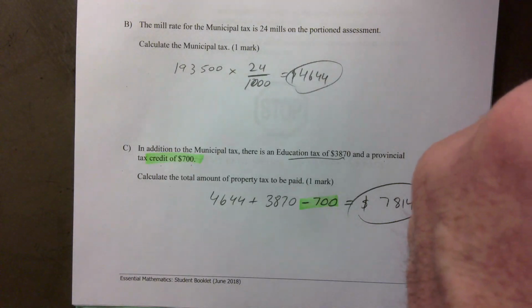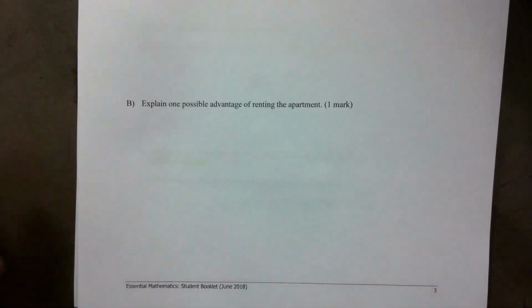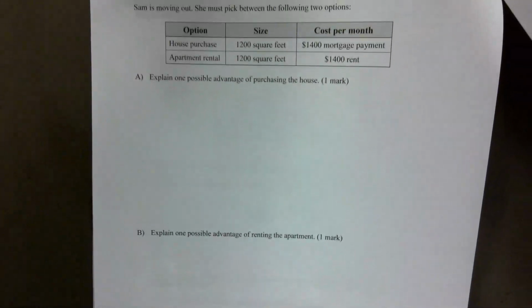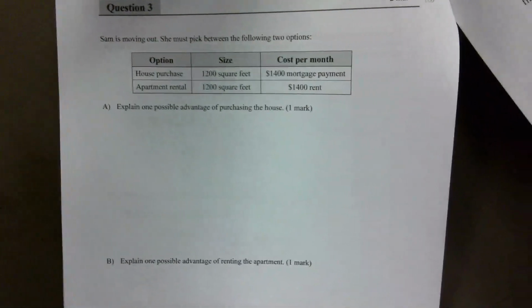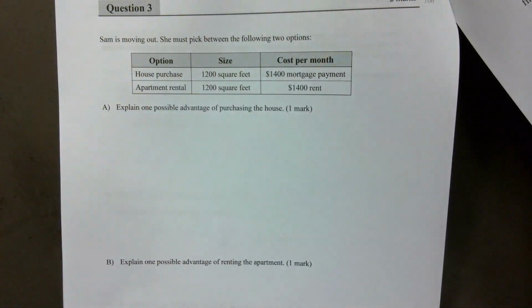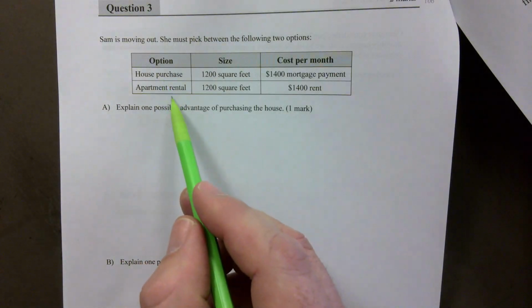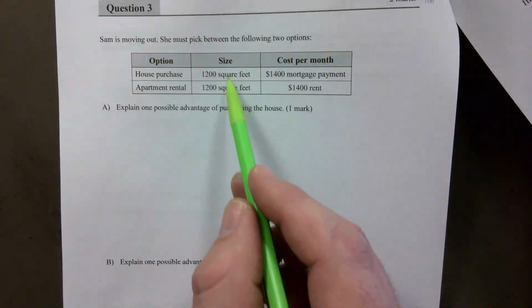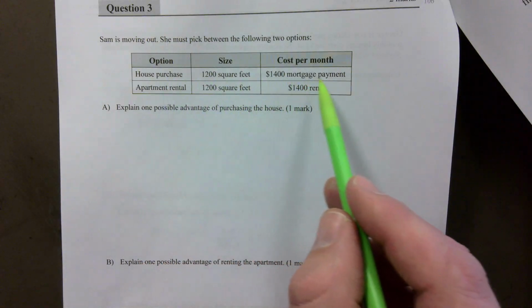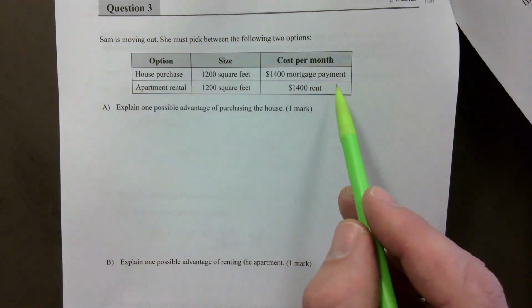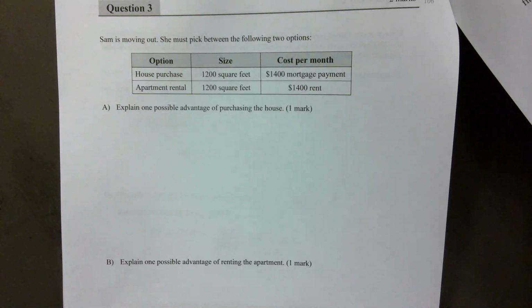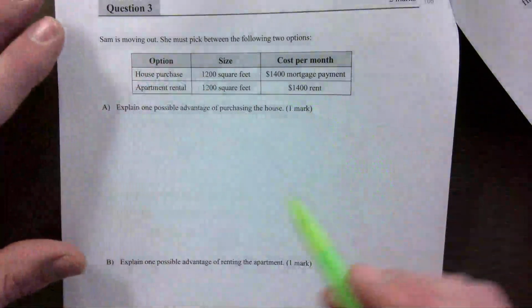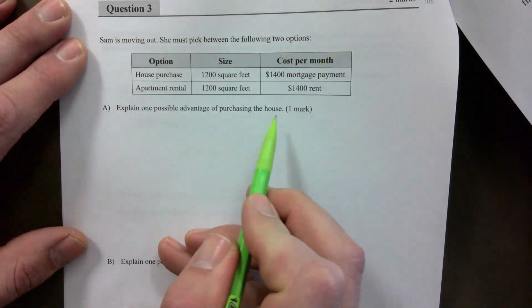I'm going to do this one. I'm going to sneak this one. I didn't plan on doing this one, but I think we can do this real quick. This is on page 3. Sam is moving out. She must pick between the following 2 options: a house or an apartment. Both have the same space available. A house is $1,400 a month on mortgage payment. Rent is $1,400 rent, obviously. So everything is the same.